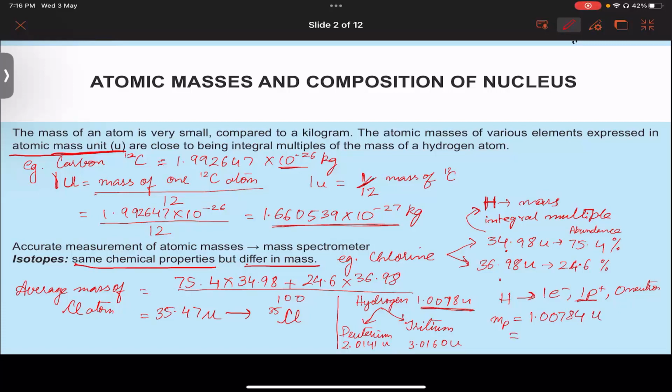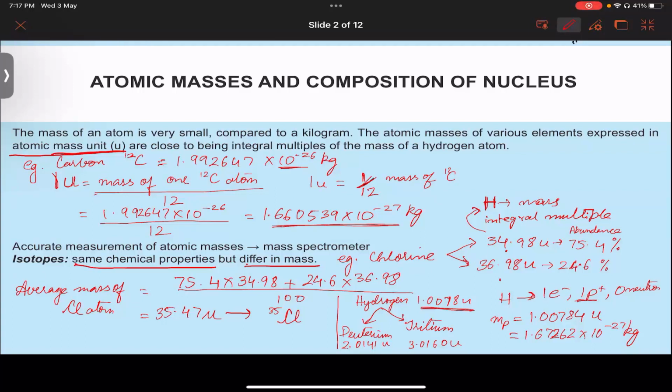This is in U, so if we write it in kg, it is going to come up to 1.6726 into 10 raised to minus 27 kg. This is how we find the mass of the proton, which is equivalent to the mass of the hydrogen atom itself. And obviously you do have an electron also, so you can compare with that. And then there are the other two isotopes that we mentioned, deuterium and tritium.